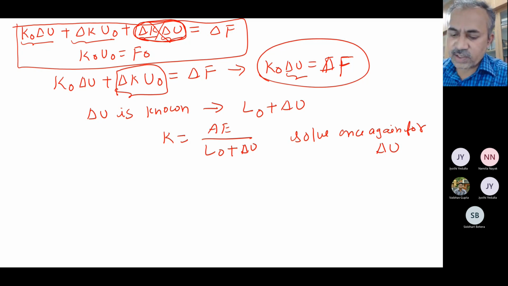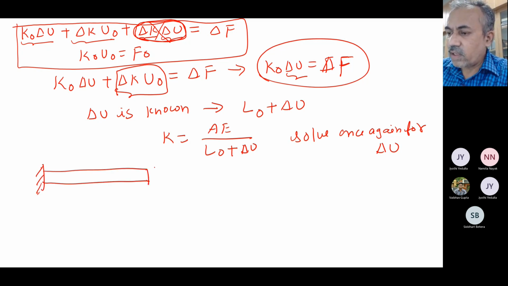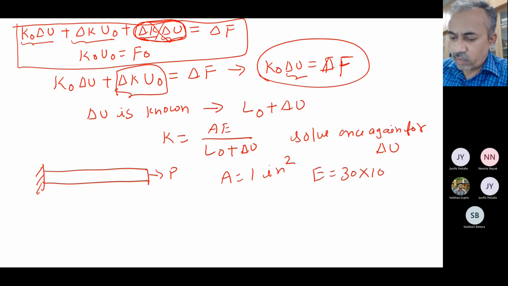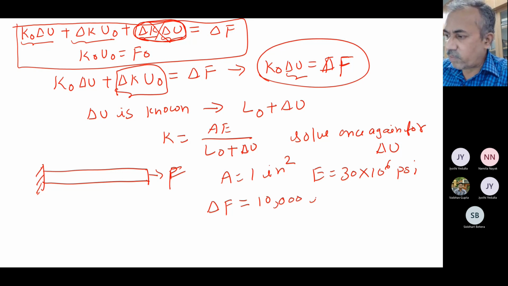To illustrate this, let us take an axially loaded bar which is given in the textbook. The area is 1 inch square, Young's modulus is 30 into 10 to the power of 6 psi, and the axial load F is 10,000 lb, applied on the bar. Now we have to do this in an iterative fashion, incorporating the change of stiffness with the deformation also. The first step is to calculate the initial stiffness.